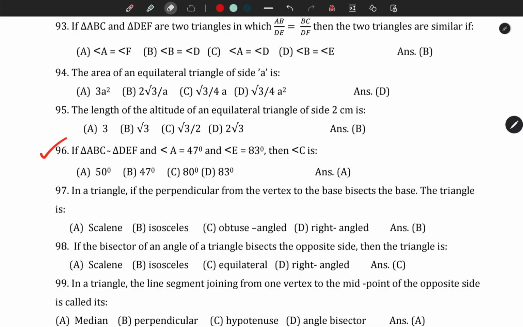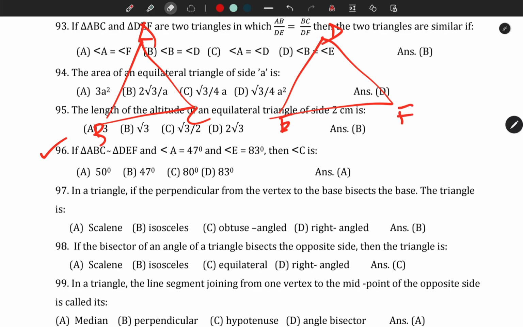Number 96, triangle ABC is similar to triangle DEF. We know when triangles are similar, the corresponding angles are equal. Angle A is 47, corresponding angle of angle A is angle D, so angle D also will be 47. Angle E is 83, corresponding angle is angle B, which also will be 83, and we have to find angle C.